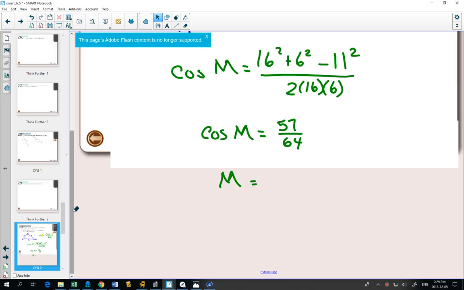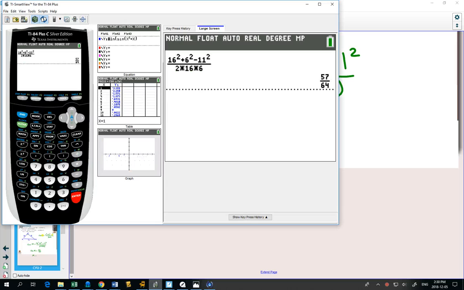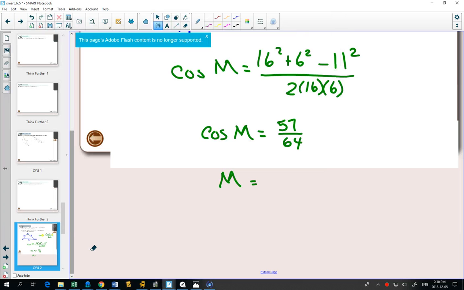And now to find m, we go back to our calculator. We would go second cos inverse of that answer. And we get 27.0. It says to the nearest degree, 27 degrees.